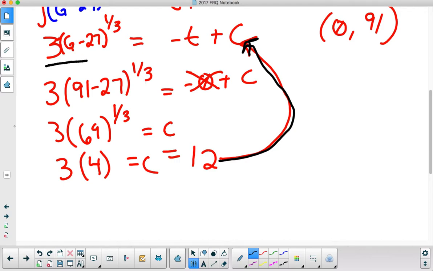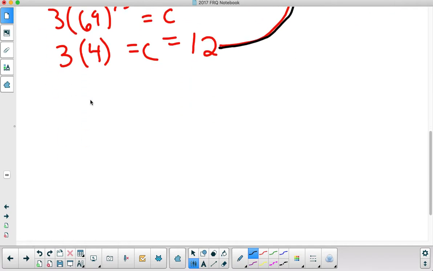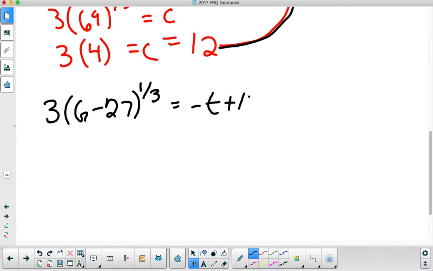Okay, now back down to this problem. Again, this step right here, I'm just going to recopy this, but instead of a C, I'm going to plug in 12. So we got 3G minus 27 to the 1/3 equals negative T plus 12. Or you could put 12 minus T. I know some people like to do that so they don't mix up the minus and the negative sign kind of running into the T. If you want to do that, that's fine.